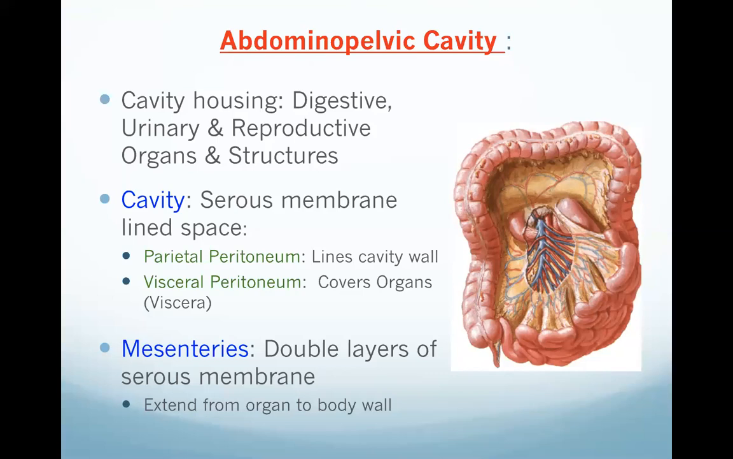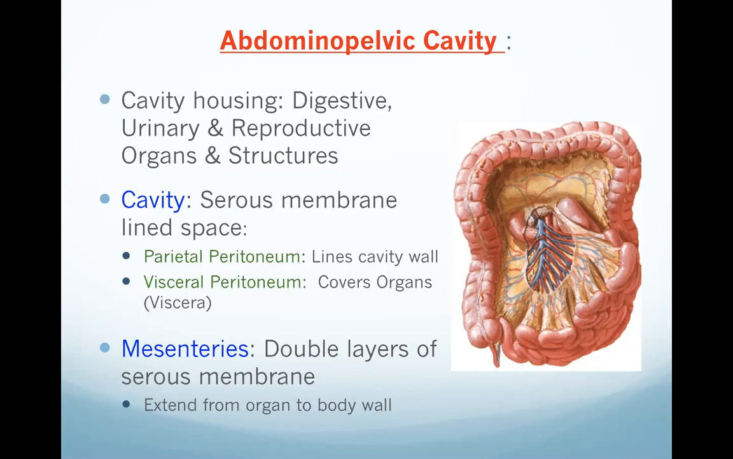Remember from our very first lab that cavities are body spaces that are lined with serous membranes that house organs, and we definitely have a very large cavity, the ventral body cavity, divided up into thoracic and abdominal pelvic. And in the abdominal pelvic, we're going to find that the dorsal body wall is lined with the parietal peritoneum, and then all of the organs are going to be covered with that visceral peritoneum.